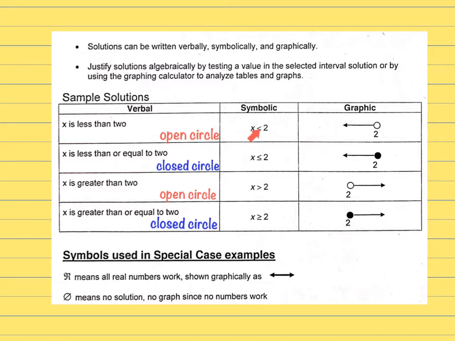If your symbol is only the less than or only the greater than, you will have an open circle when you graph on the number line. If your inequality sign also says equal to, if it has the line underneath it, that's when you do a closed circle. So when we graph it, we'll shade in the circle. It can be the greater than or equal to, or it can be the less than or equal to. Those have closed circles.